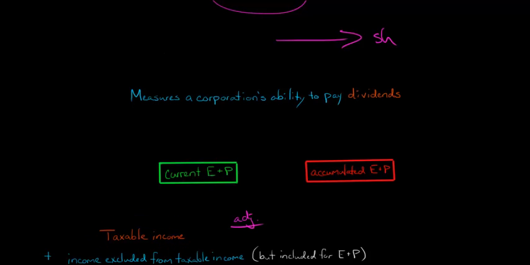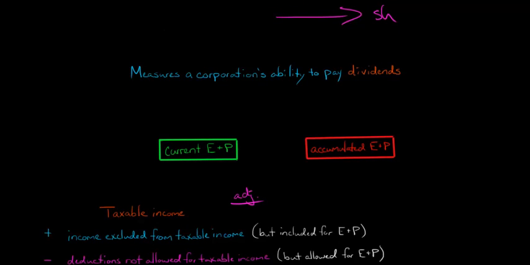You're going to add, for example, any income that was excluded from taxable income when you were computing it, but is included for E&P. For example, life insurance proceeds are excluded from taxable income. However, they're not excluded from E&P. So if we start with taxable income and the life insurance proceeds are supposed to be in E&P but weren't in the taxable income number, then we have to add it.